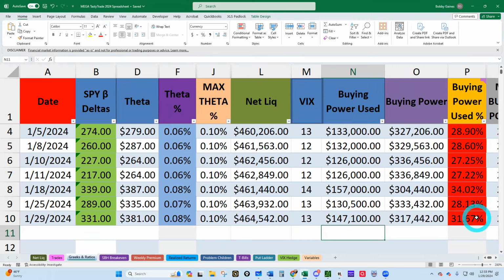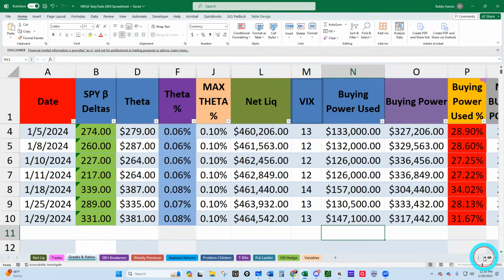So we're using 31%. Remember, we can use up to 50% as long as a couple of things are in place. Number one, the 10 monthly moving average exponential is above the 20. And as long as the price is above the 200 moving average, which it is.